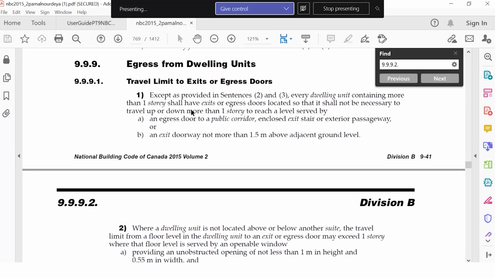So normally, dwelling units with more than one story need to have exits or egress doors located so you don't have to travel up or down more than one story to reach a level serviced by an egress door with a public corridor, or an exit or exterior passageway, or an exterior doorway.